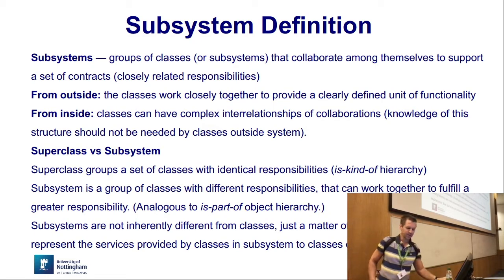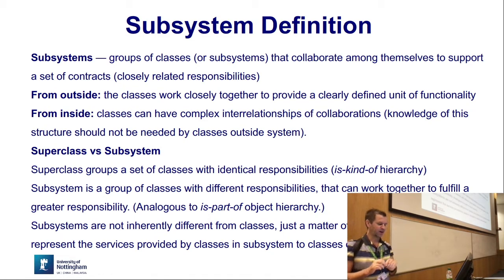A group of classes that collaborate amongst themselves to support a set of contracts or closely related responsibilities. From outside the subsystem, the classes work closely together to provide some function, some responsibility, to the rest of the system. From inside the subsystem, the classes have a complicated set of collaborations and class relationships. But this complexity really should be hidden from the outside world.